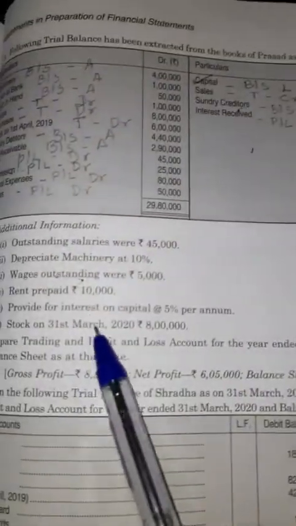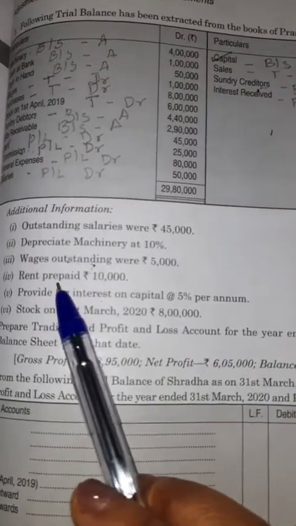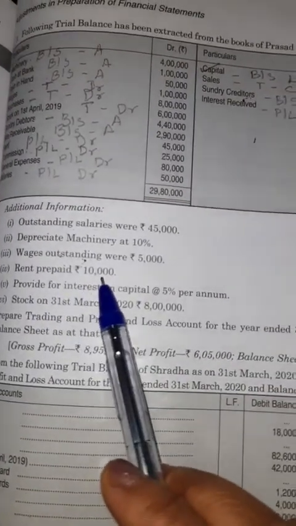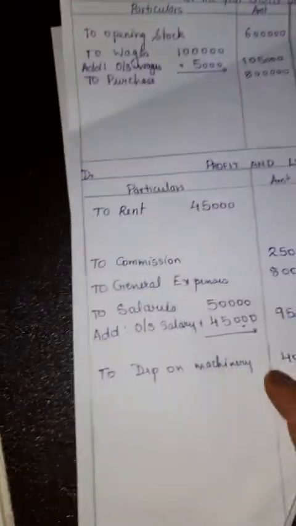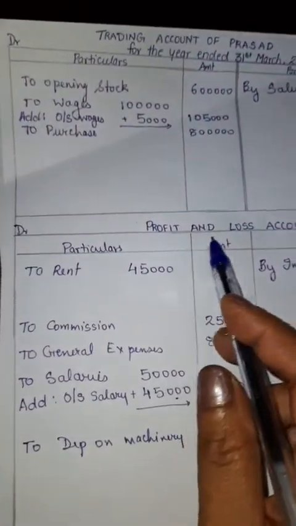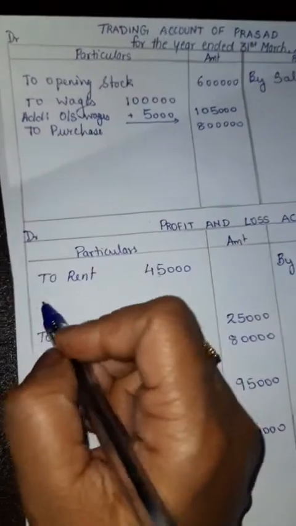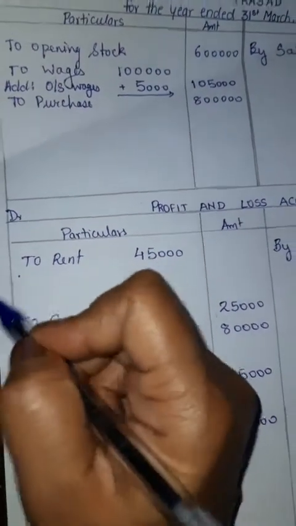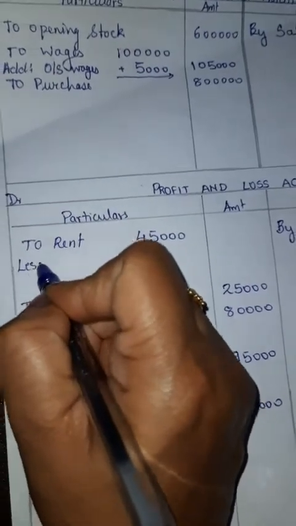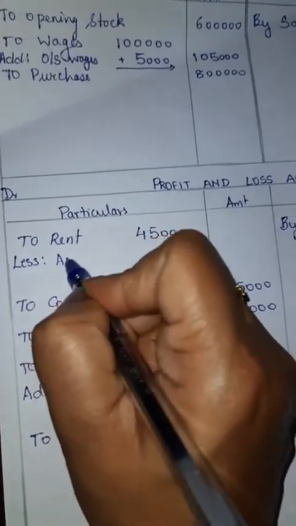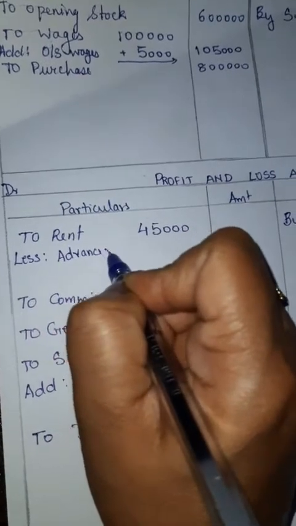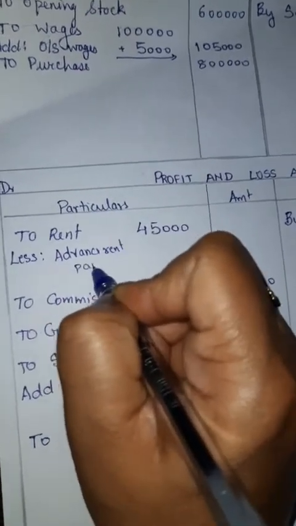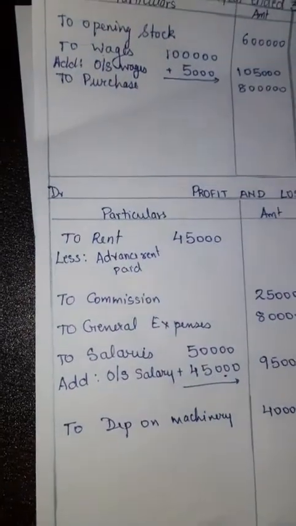The next item in the additional information given to you is rent prepaid. Rent prepaid means you have paid the rent in advance. Rent is an item which is written on the profit and loss account debit side. To this rent, prepaid means you have paid it in advance. So advance expenses should be subtracted. Advance rent paid. You can also write prepaid rent.